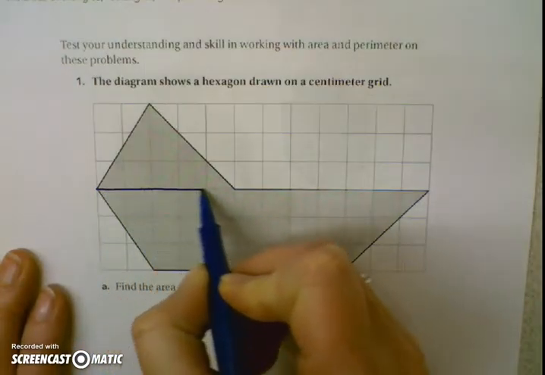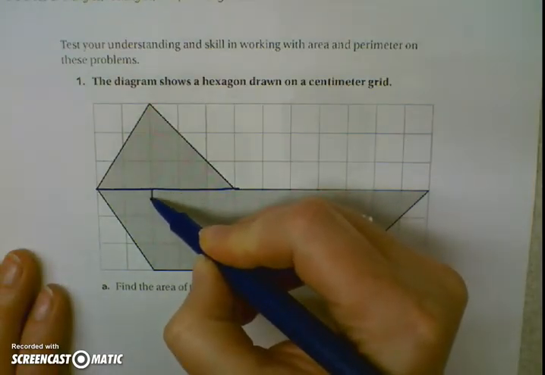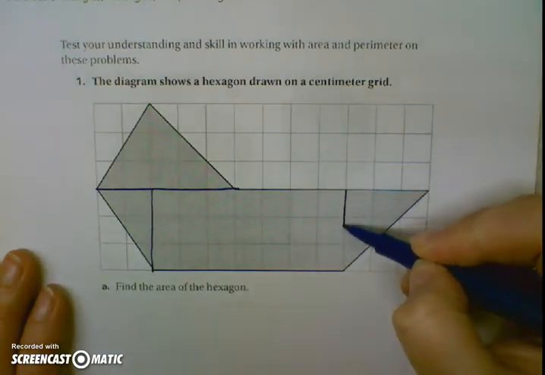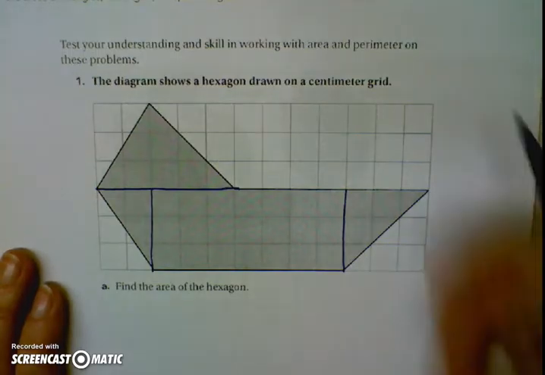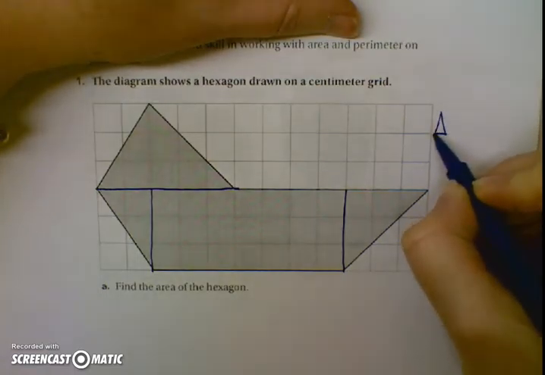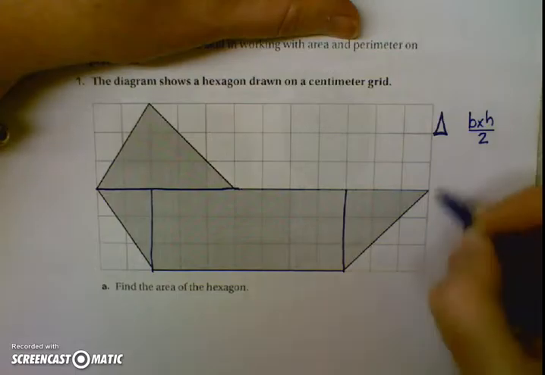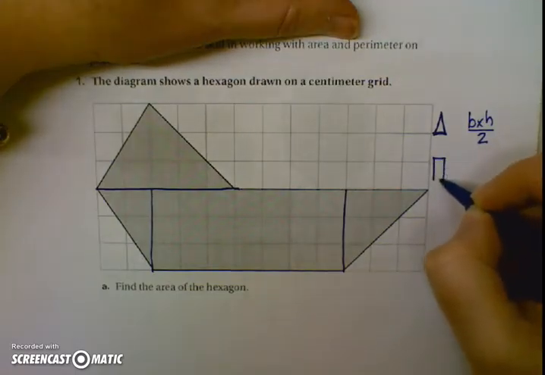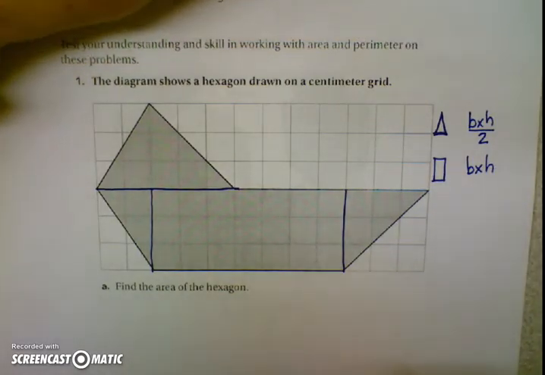So immediately I see a triangle on the top. I'm going to cut it into a rectangle in the center, and then I can see another triangle on the side. I'm going to real quick jot down the formulas. Area of a triangle is base times height divided by 2. And over here for my rectangle, I'm just going to do base times height. Alrighty, so I'm going to take it a piece at a time.